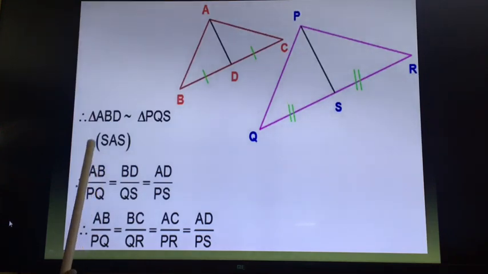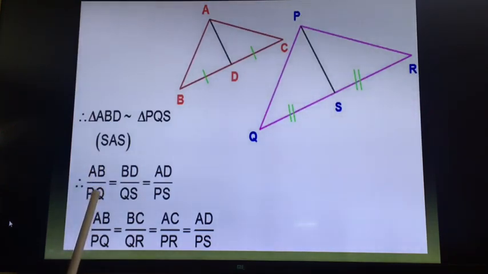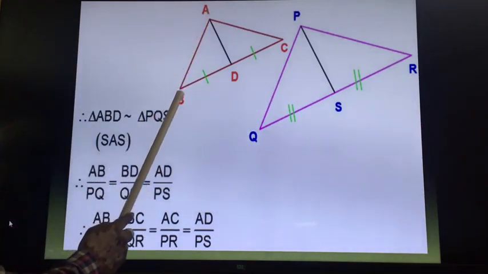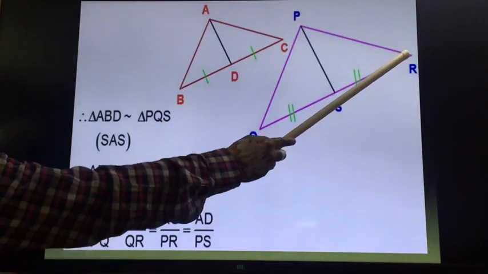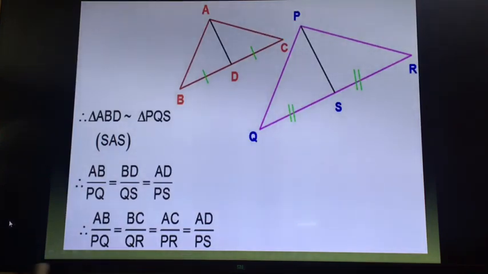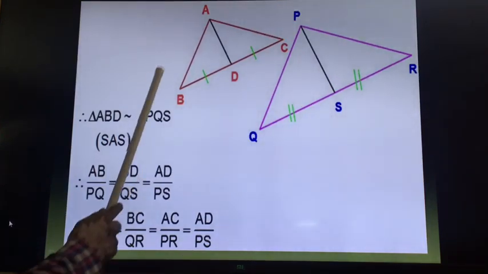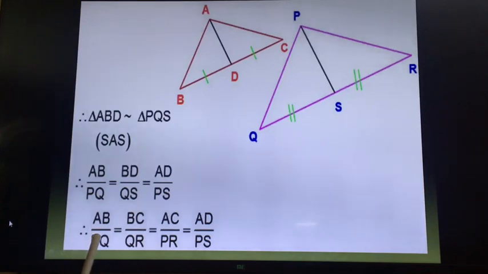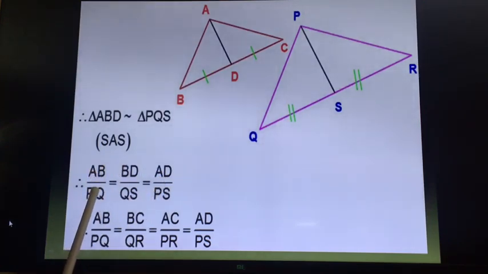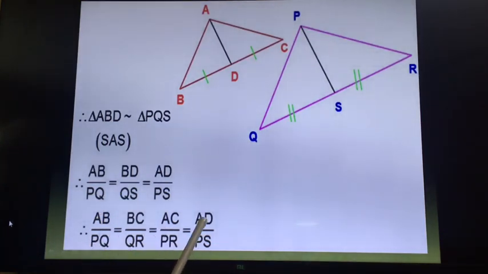So here we have proved AB upon PQ is equal to AD upon PS, and because triangle ABC and triangle PQR are similar, and if triangles are similar, their sides are proportional. So we can write AB upon PQ is equal to BC upon QR is equal to AC upon PR. But in this equation we have proved AB upon PQ is equal to AD upon PS. So this is appearing here also. So these all three will be equal to AD upon PS.